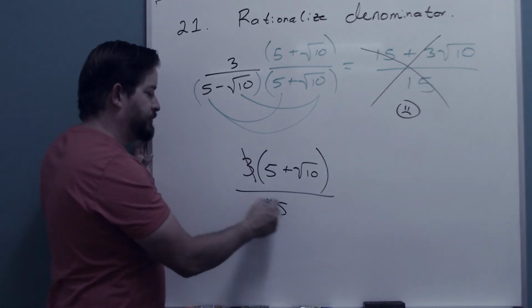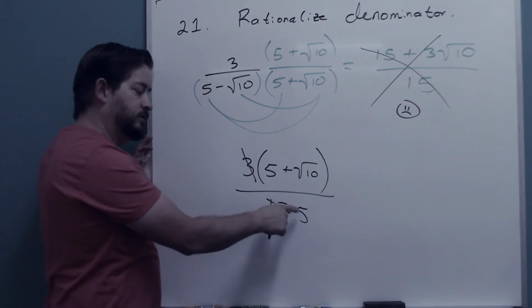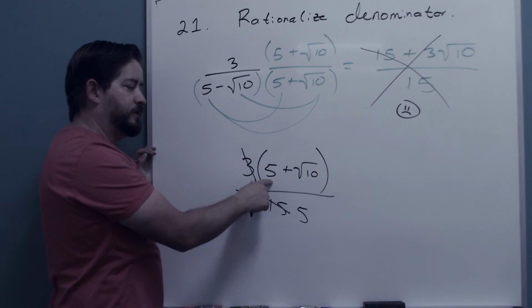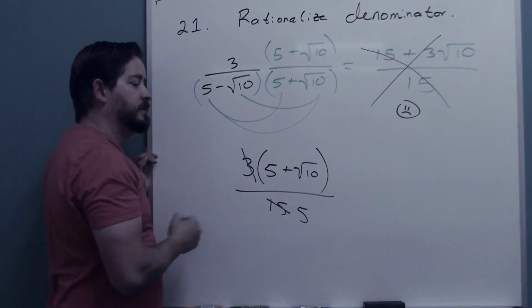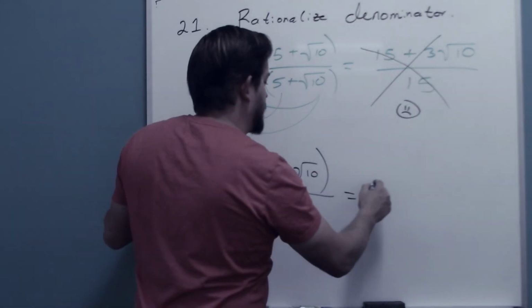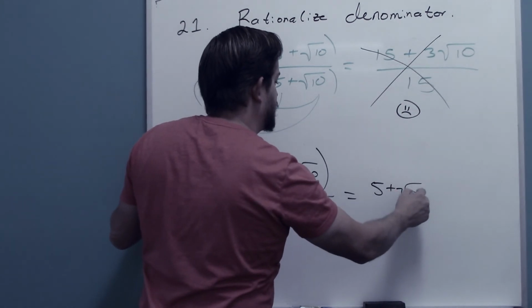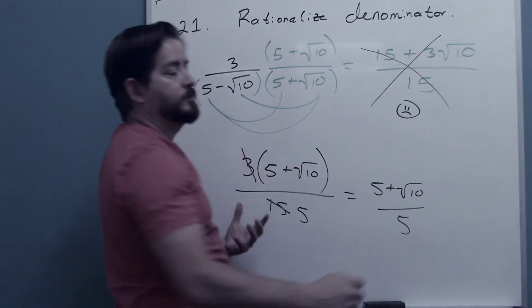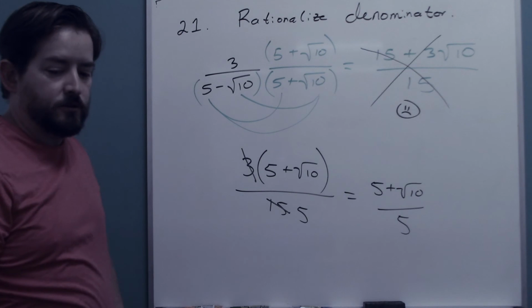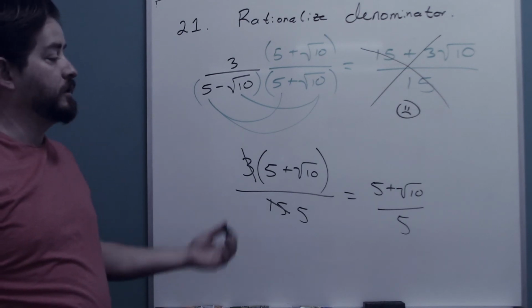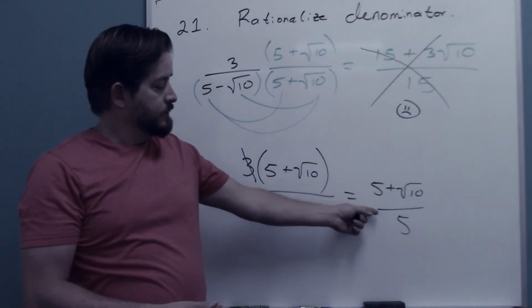This 3 can simplify, leaving you with a 5. Do not try to cancel that 5 with that 5, because that 5 is part of a sum. You can't do it. And so I end up with 5 plus root 10 over 5. I can't simplify it. Be done there. Don't hurt yourself by trying to do more than you are able to do. That's our answer.